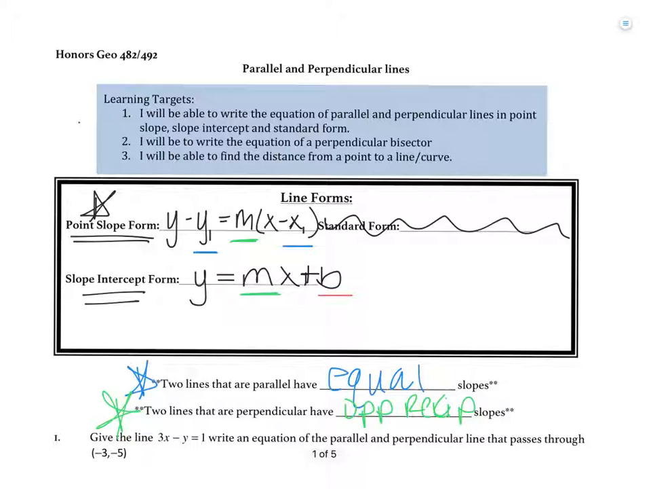So if line 1 has a slope of 2/3, a line perpendicular to that would have a slope of negative 3/2. Okay, just like if it was a whole number. If line 1 had a slope of negative 3, the line perpendicular to that would be 1/3. Okay, it'd be positive, and it'd be the flip of 3/1. So using those things, we're going to take a look at a couple examples down below.